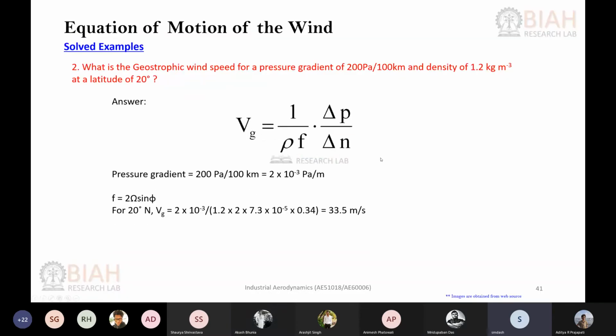The equation is very straightforward, the one we have derived: 1 by rho f del p by del n. The pressure gradient is known to you, which you convert into Pascal per meter. F we have just derived. Then just substitute the values of rho, f and del p by del n, and you will get 33.5 meter per second. So that's correct.